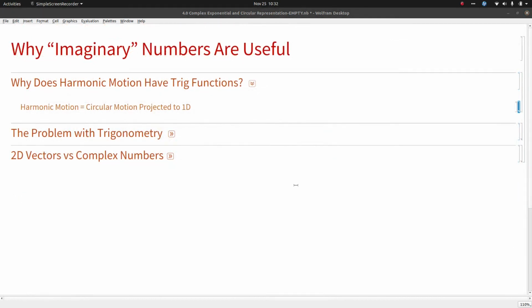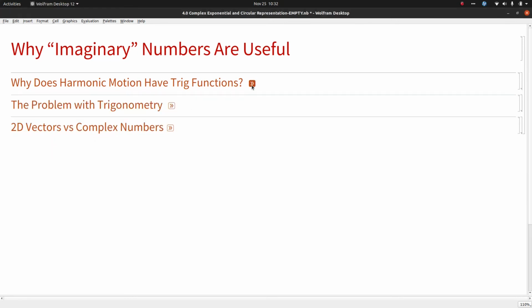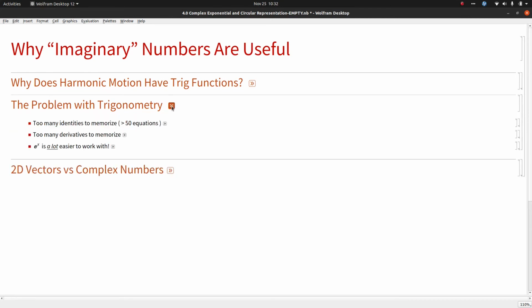So that's why you see trigonometric functions in simple harmonic motion, even though in the physical world there aren't any actual angles that would suggest trigonometry. You can use trig functions to describe the motion. Now there's a problem with trigonometry. In fact, there are several problems with trigonometry. And if you've ever taken a trigonometry class, you've run across these problems, because trigonometry is really hard.